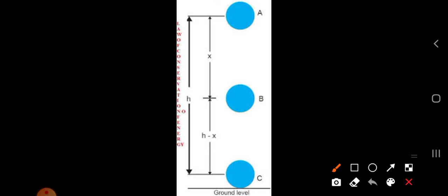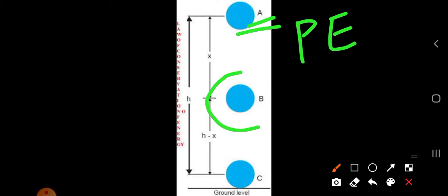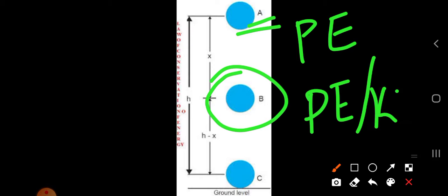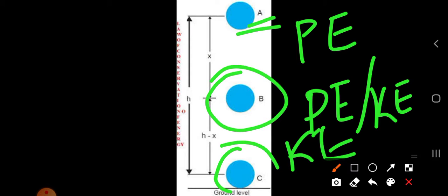See, at a particular height, before you drop the ball, it will be having only potential energy, isn't it? Now, when you drop the ball, if you take any position in between the ground and the height, at that position it is having height and it is also moving. So it will have both potential energy and also kinetic energy, isn't it? Now once the ball reaches the ground, what happens? No height is there, so it will be having only kinetic energy.